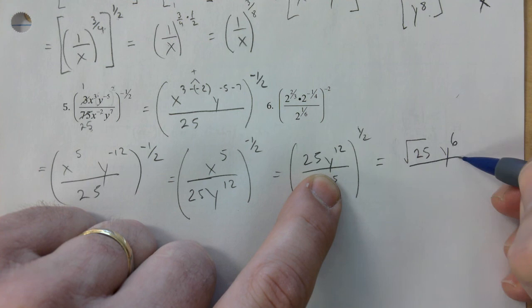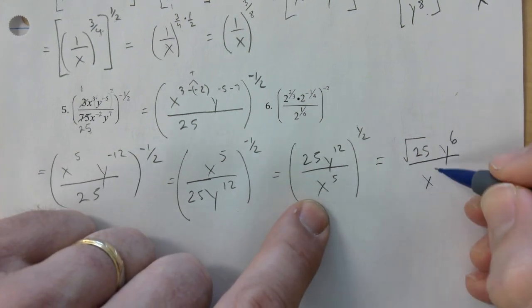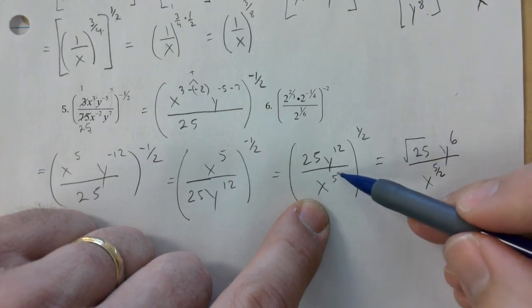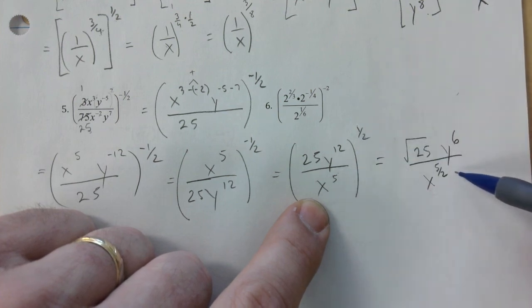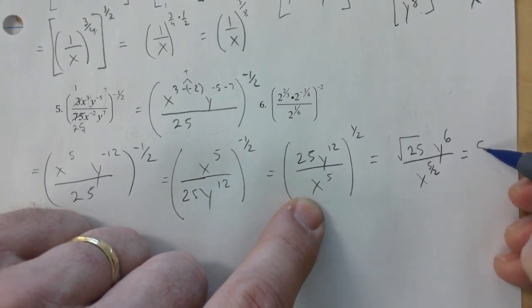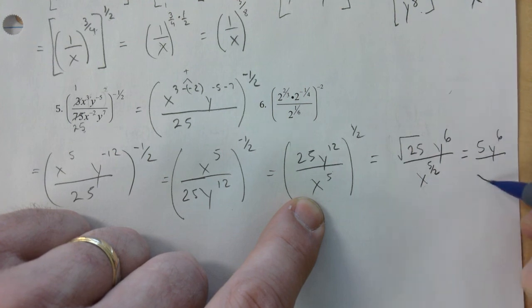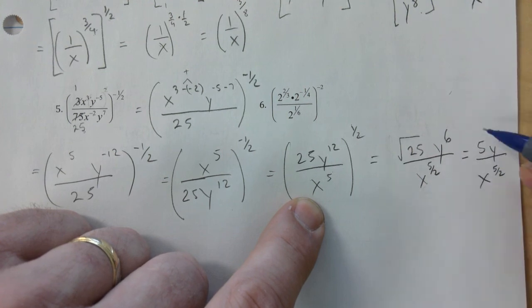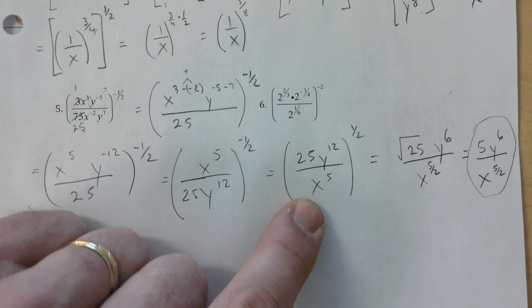Y to the 6, x to the 5 over 2. Okay, don't put a decimal power because 5 times 1/2 is 5/2, okay? Which is 5 y to the 6, x to the 5/2. There's your final answer.